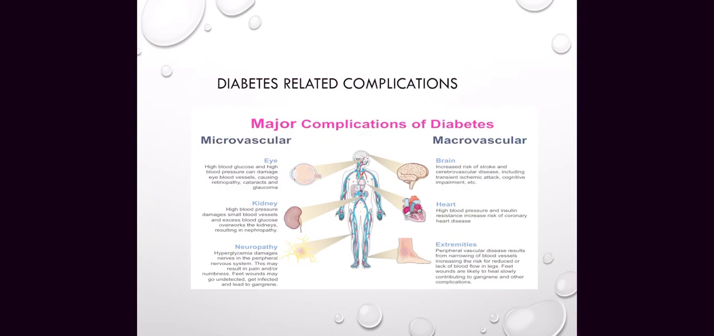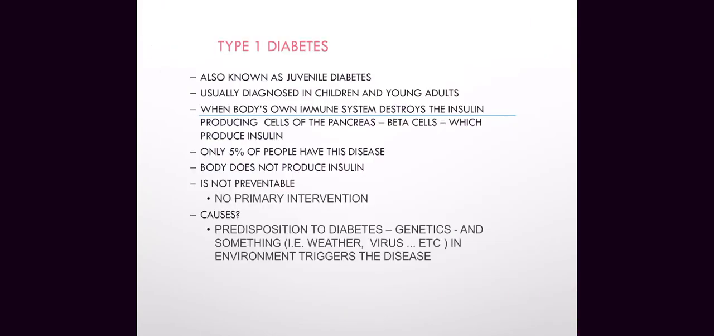For the macrovascular changes, patients with diabetes generally have higher risks of stroke and cerebrovascular disease, higher risks for coronary heart disease, and in the extremities, peripheral vascular disease results from the narrowing of the blood vessels, increasing the risk of reduced or lack of blood flow in the legs, leading to gangrene or maybe amputation.